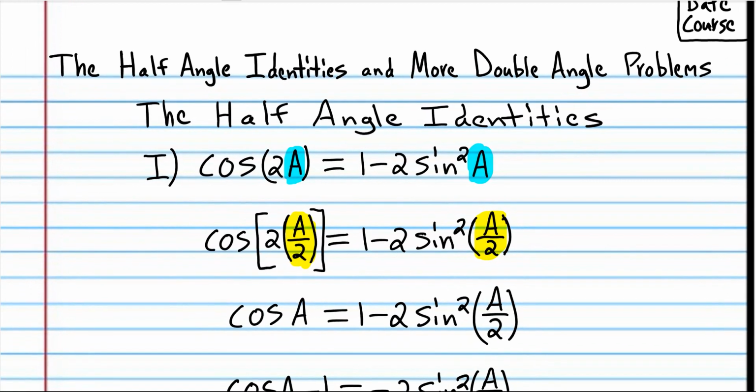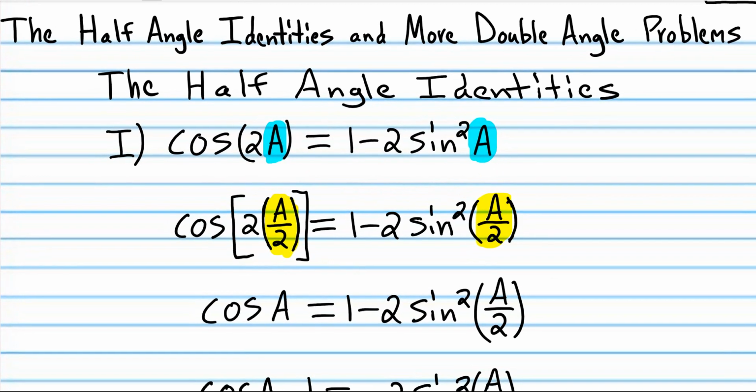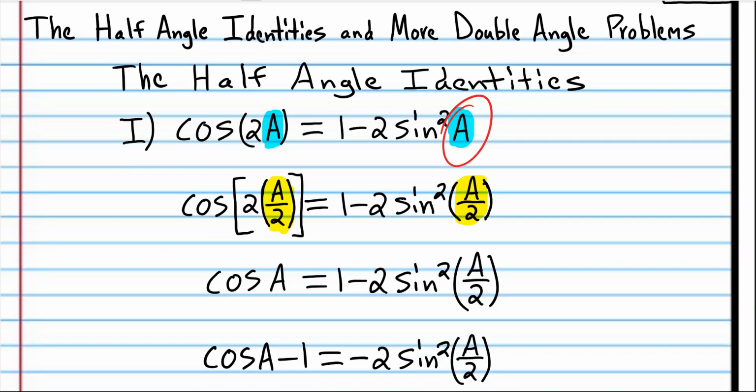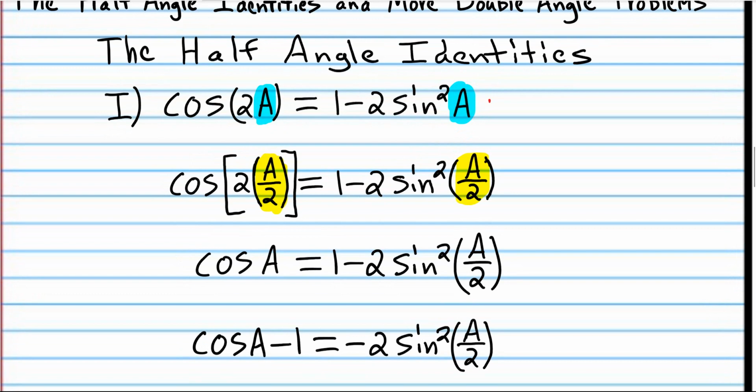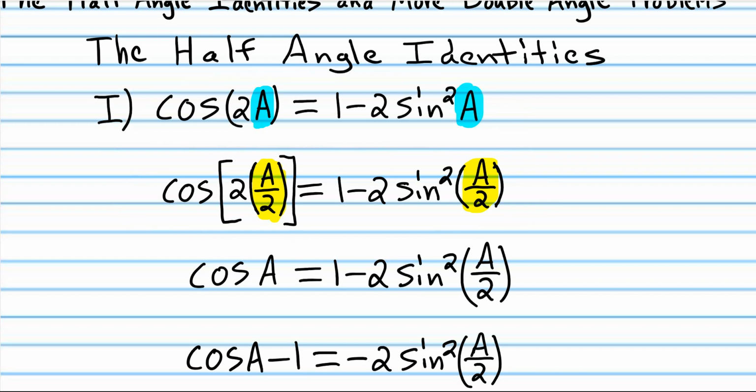In the previous class, we learned the double-angle formulas. There's three formulas for the cosine of a double angle. If we use this formula here, and we replace a with a over 2, and we simplify, then we come up with what we call the half-angle formula. This formula here is exactly the same formula that you see down here. It's just written in a different form. It's written in a different way.